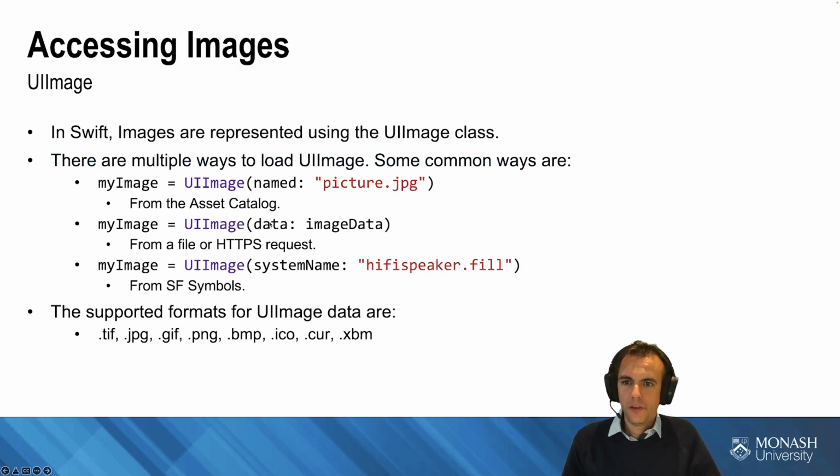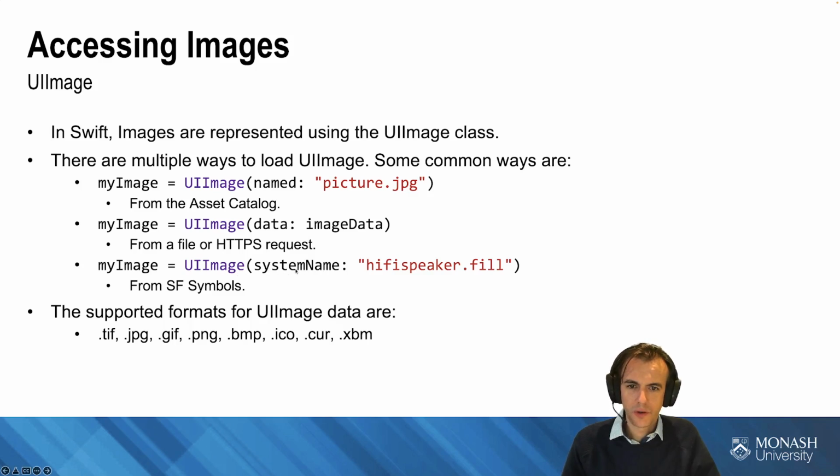So, we've worked with UI image a little bit so far in the unit. All the images in Swift in the UI are represented using the UI image class, which is part of UIKit. And there's a number of different ways that we can load these. We've previously seen the data version when I did the workshop example and I downloaded episode images for TV shows, and we did a data task with URL session and got some data back.